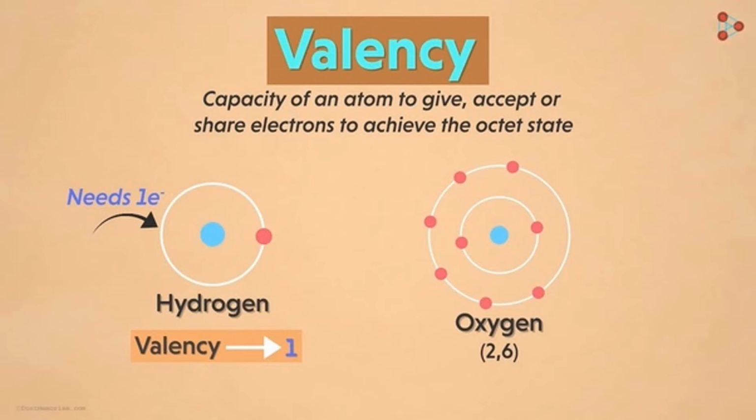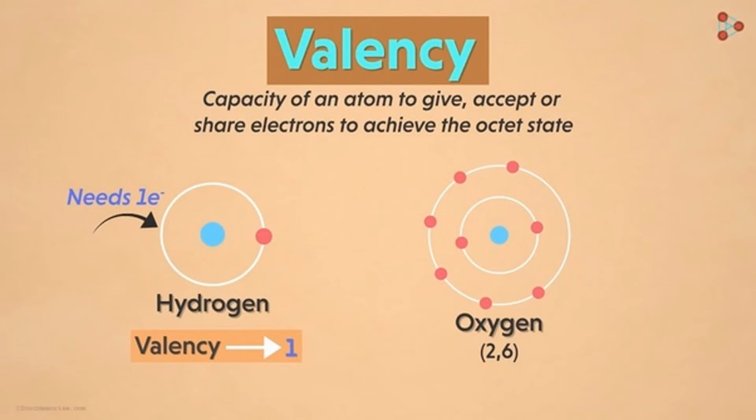If it is not that number, then it will either give electrons, depending, अगर 4 से कम है, if it is less than 4 electrons in the outermost shell, they will give their electrons. If it is more than 4, they will accept electrons. And if it is 4, okay, so they will tend to share electrons to achieve the octet state.